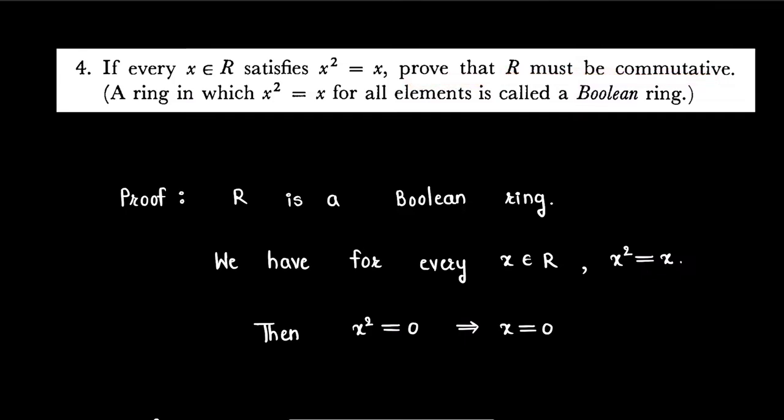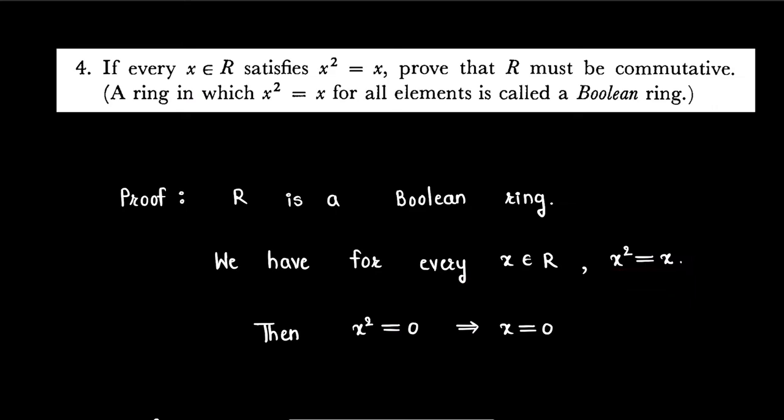Now note that a ring R in which for every element x in R we have x square is equal to x, that is, this condition is satisfied, then such a ring R is said to be a Boolean ring. So here we want to show that if R is a Boolean ring, then R is commutative. So proof: R is a Boolean ring. So we have for every element x in R, x square is equal to x.